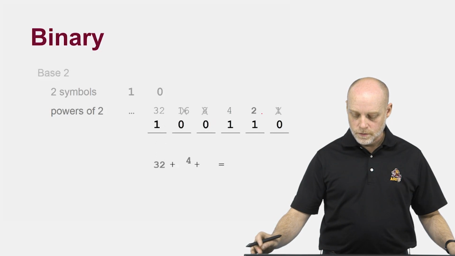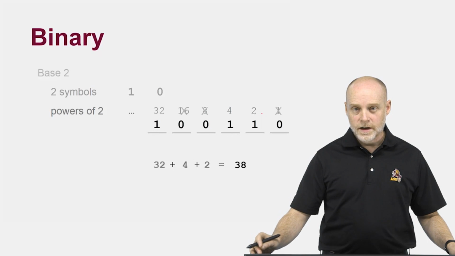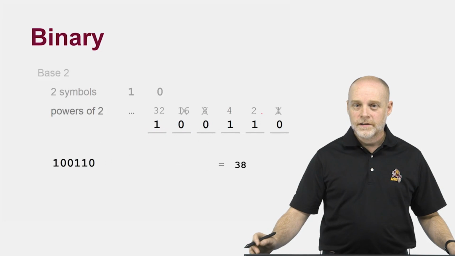So a 32 and a 4 and a 2. And those add up to 38. So this binary number, 100110, is equivalent to the decimal number 38.